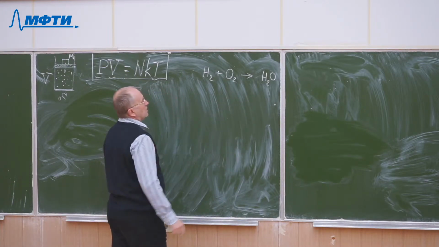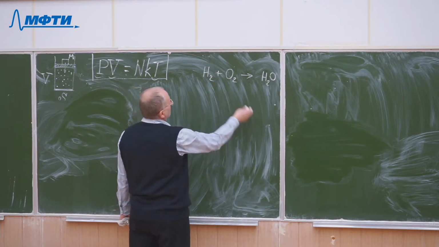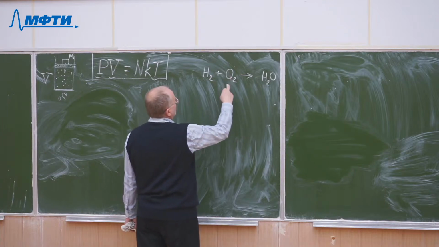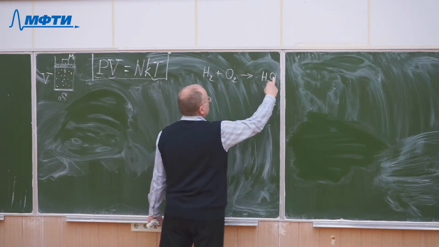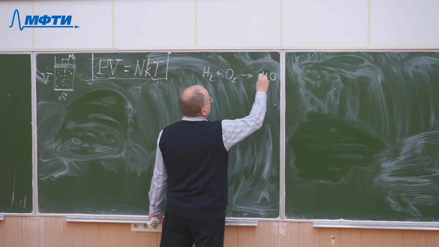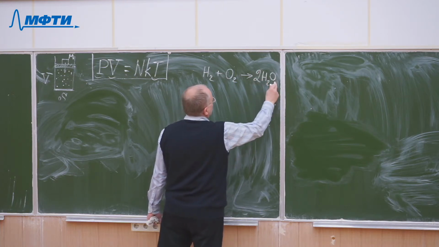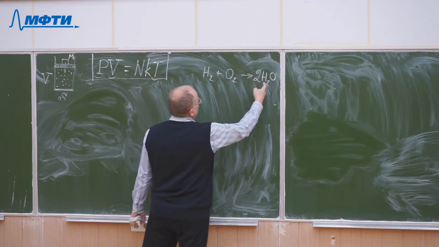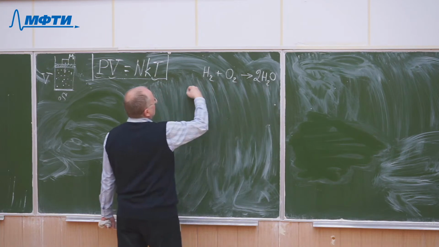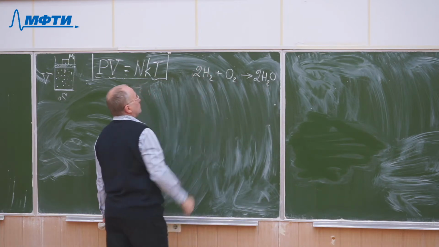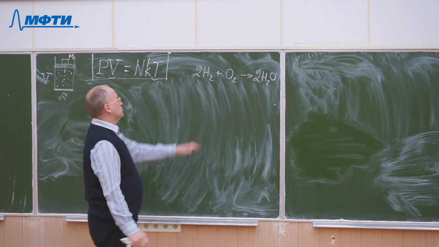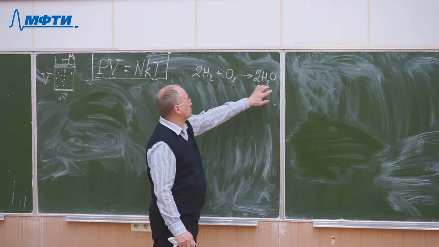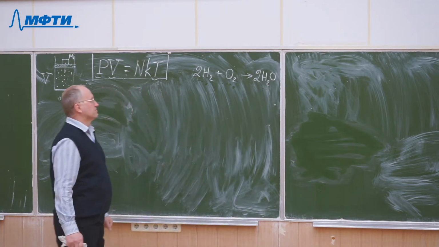So, looking at the number of atoms, we understand that if there are 2 atoms here, 1 molecule of oxygen consisting of 2 atoms, and here is only 1 atom of oxygen, so there must be 2 molecules of H2O, 2 molecules of water. And so if here are 4 atoms of hydrogen, then here must be 2 molecules of hydrogen. So 2 molecules of hydrogen combined with 1 molecule of oxygen will produce 2 molecules of water.